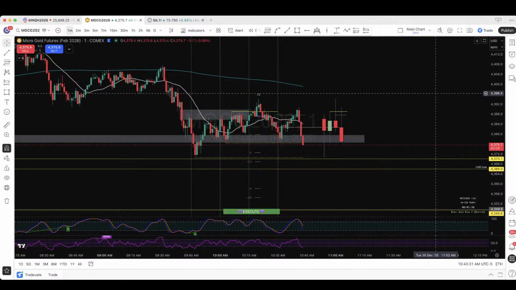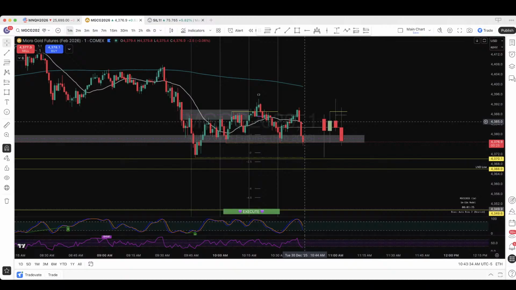The only thing we can control is pushing the buttons, waiting for our setup. We can't control price action. We can't control, this is shit chop, so I'm not going to get a trade in today, right? That's how you should grade your trading day.